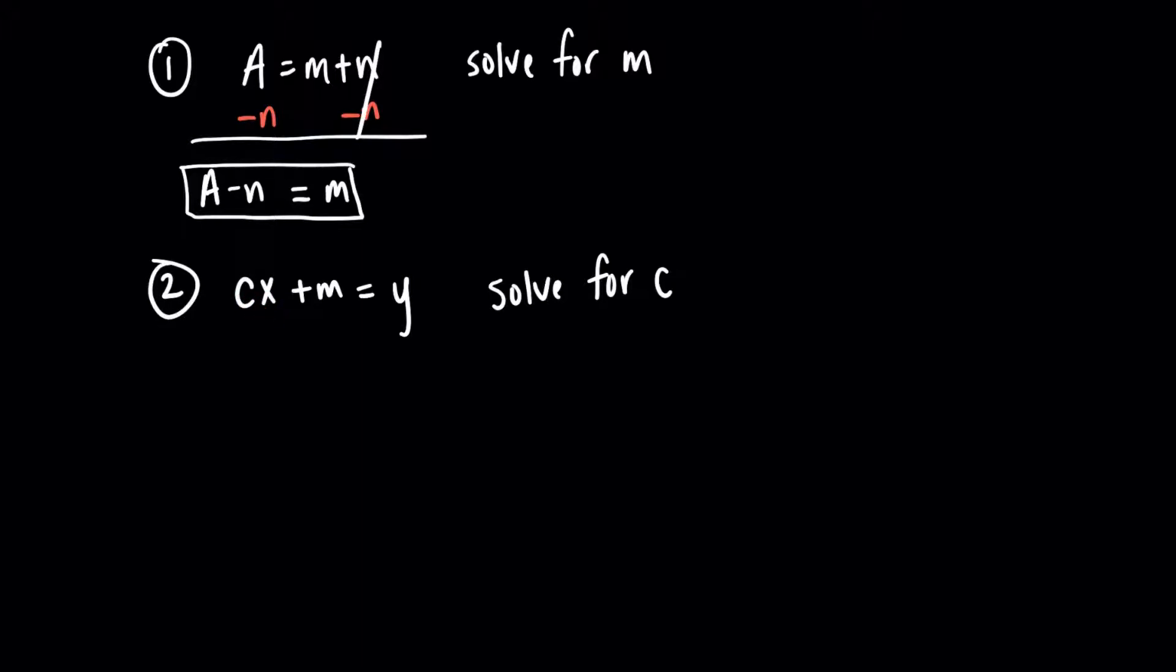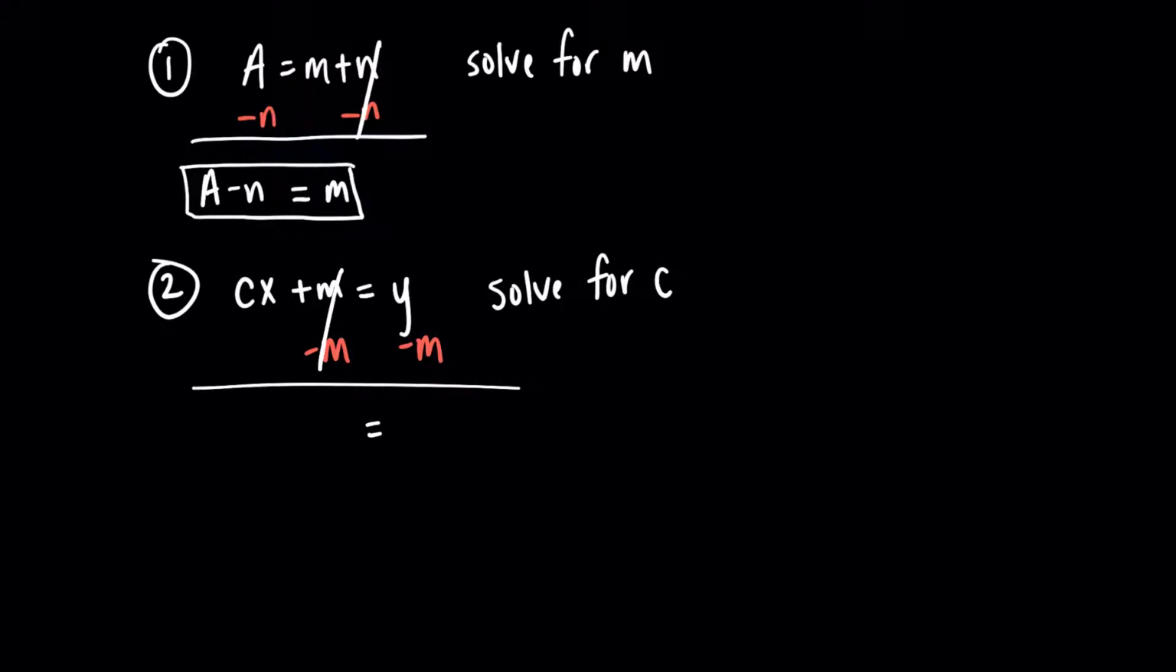If you divide by x, that's fine. But what you have to do is everything in here needs to get divided by x. So what that'll do is that'll get you just c over here. And then you'll have to subtract m over x from both sides. That's fine. You can do that. It just seems like more writing and a little confusing. So what I'm going to do is I'm going to subtract m from both sides. That's the first thing I'm going to do.